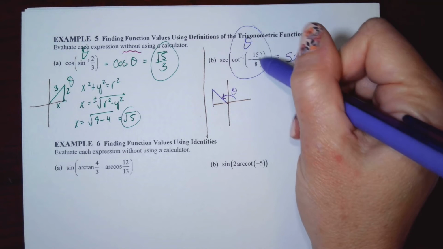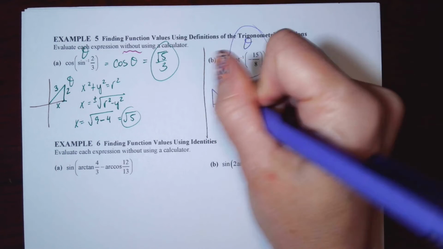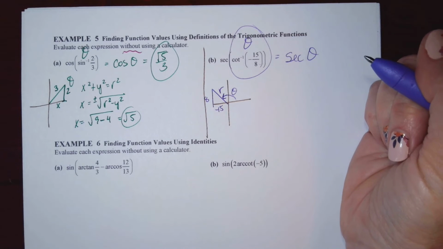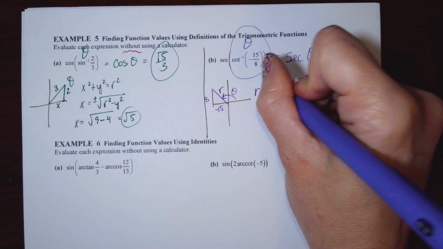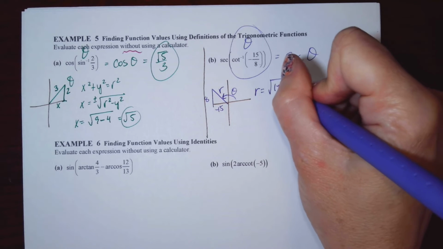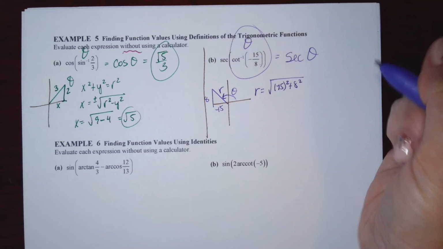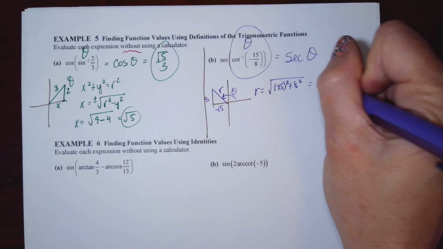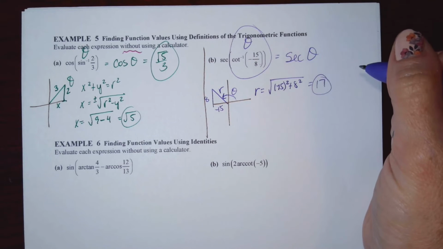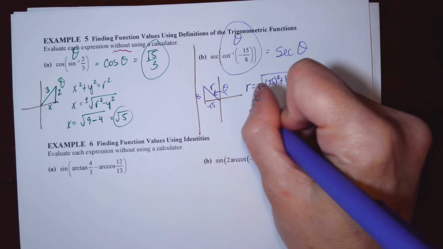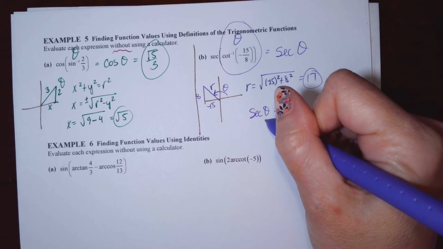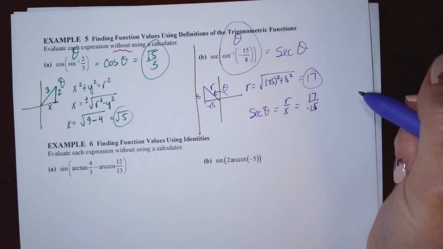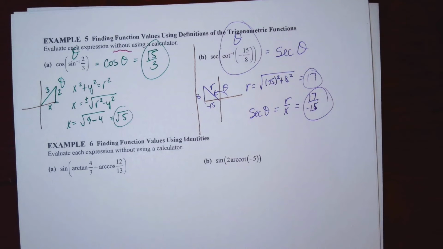Cotangent is x over y. X is the negative value, negative 15, because I'm in quadrant 2, and y is 8. And I need r. So by the Pythagorean theorem, r is going to be the square root of negative 15 squared plus 8 squared. 15 squared plus 8 squared, and then I take the square root of that, I get 17. R is 17. Well, what I'm looking for is secant of that angle. Secant is the reciprocal of cosine, so it would be r over x. So I've got a negative 17/15 as my secant function value here.